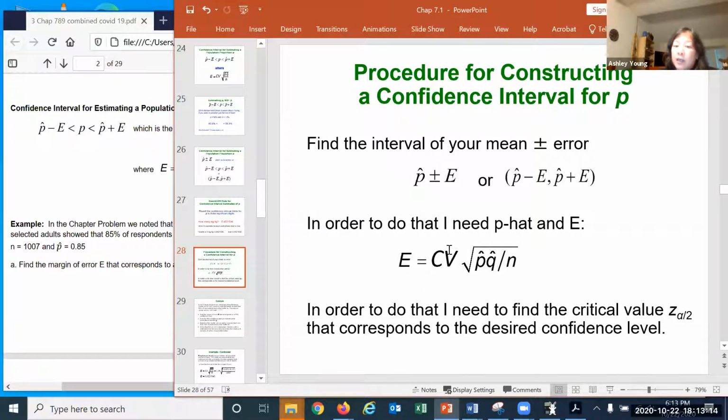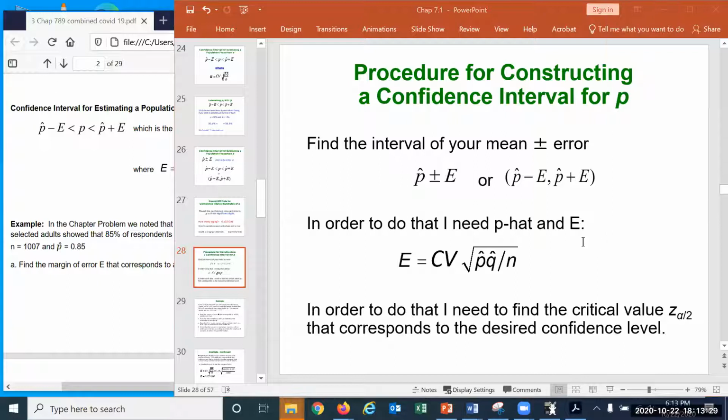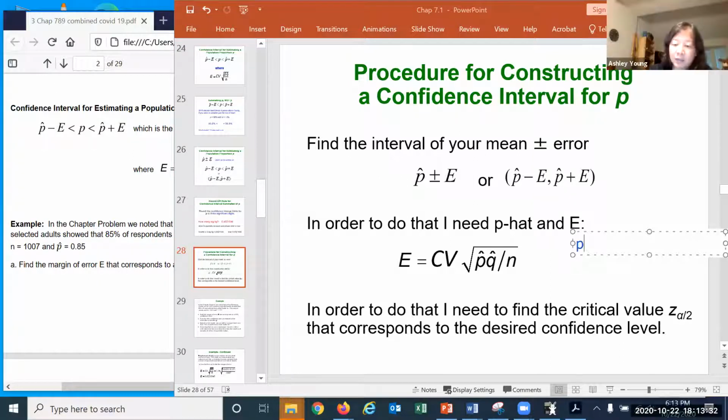So for e, I need to find my e though. My e is my critical value times the square root of p hat q hat over n. You're given p hat, you're given n. How do you find q hat? What's q hat? Anybody remember? 1 minus p hat. Yeah, q hat equals 1 minus p hat. Great. So then that gives you the stuff inside the parentheses, right? Because you're given p hat and n.